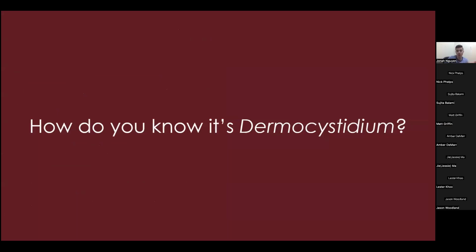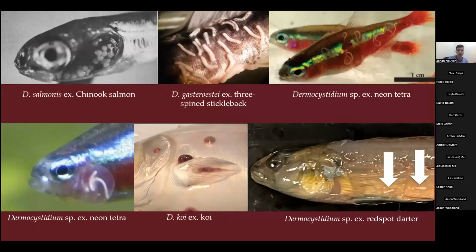So how do you know it's Dermocystidium, or how do you know you have it? Well, the cyst presentation is pretty variable. This is what it looks like. Let me get out a little laser pointer here. So for example, small round cysts, elongated cysts like these, almost quote unquote worm-like within a clear bubble, commonly seen in tetras.